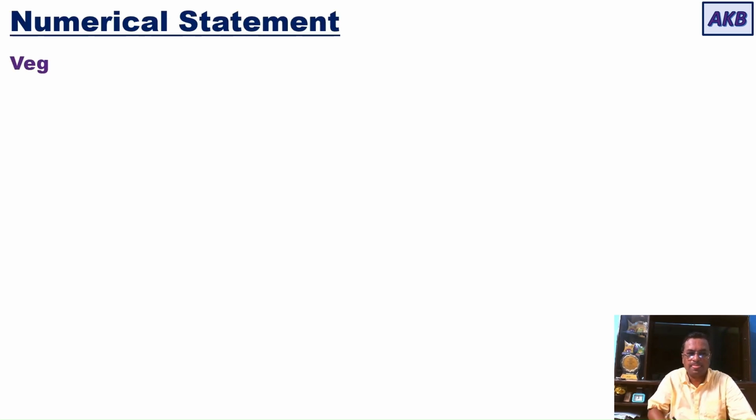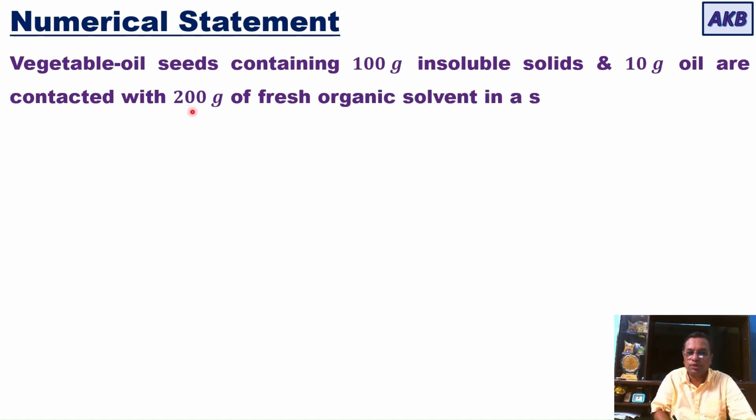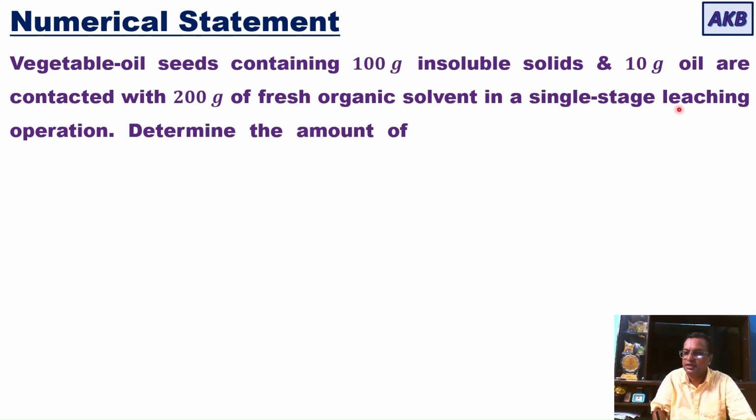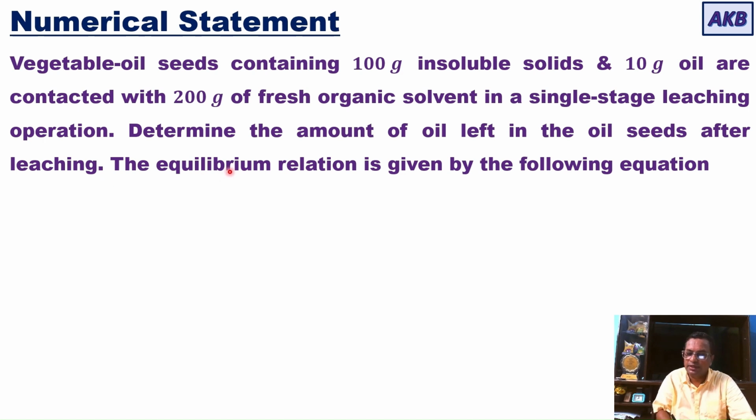First of all, we will look at the numerical statement. Vegetable oil seeds containing 100 gram insoluble solids and 10 gram oil are contacted with 200 gram of fresh organic solvent in a single stage leaching operation. Determine the amount of oil left in the oil seeds after leaching. The equilibrium relationship is given by the following equation. Capital N is equal to minus 4y plus 8.